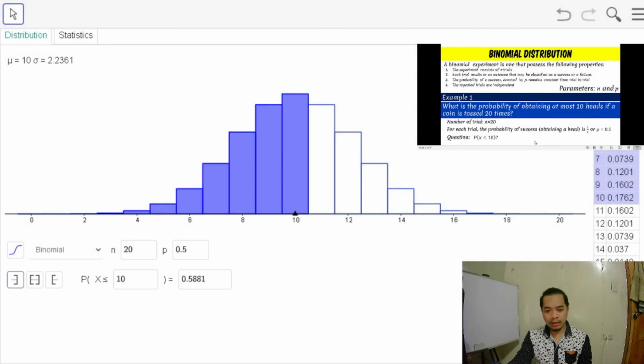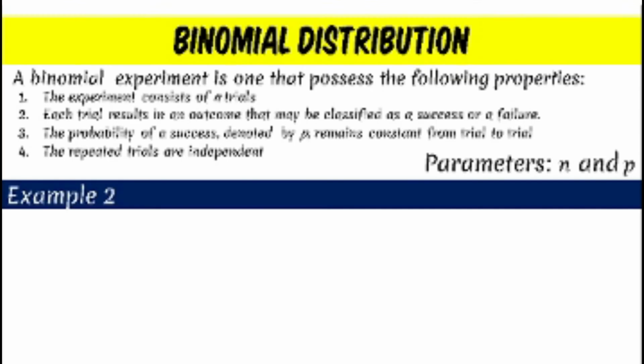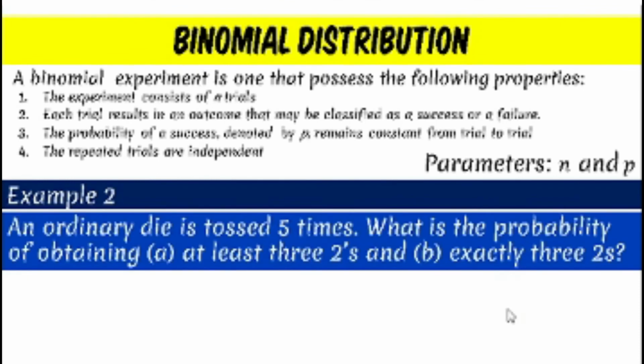Do we have another example for a probability distribution? Let's check. I think we have. Our example number 2 involves a different experiment now. We are tossing a die, not a coin anymore. Remember, a die is an object with 6 faces. For each face, we have the numbers 1 through 6. What is the probability of obtaining, letter A, at least 3 twos, and letter B, exactly 3 twos?